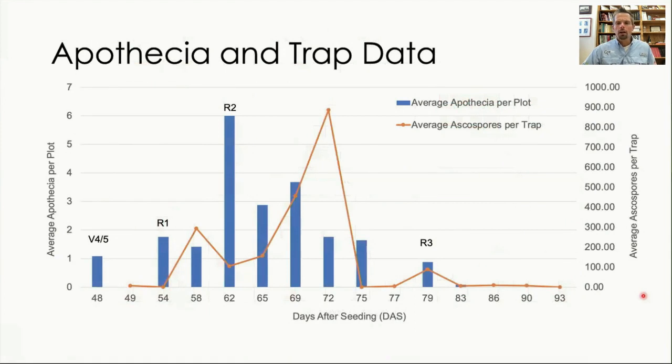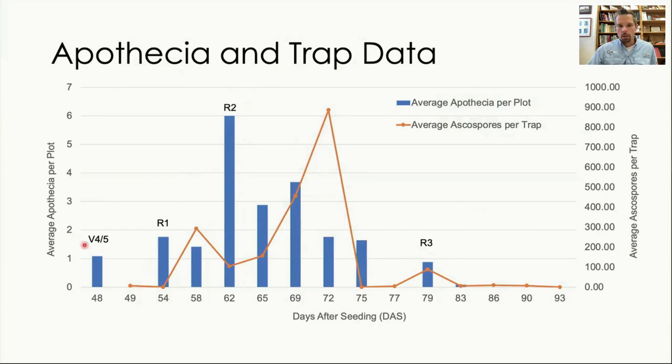We also have, remember, that trap count data. So here we have the average apothecia per plot. So the average number of mushrooms we have in these blue bars. We're just looking at one set of plots right here in this particular graph. And we have some growth stages affixed here. So we got the beginning of bloom, full bloom, and then the end of bloom right here. And then this orange line is the average number of ascospores caught per trap each day we trapped.